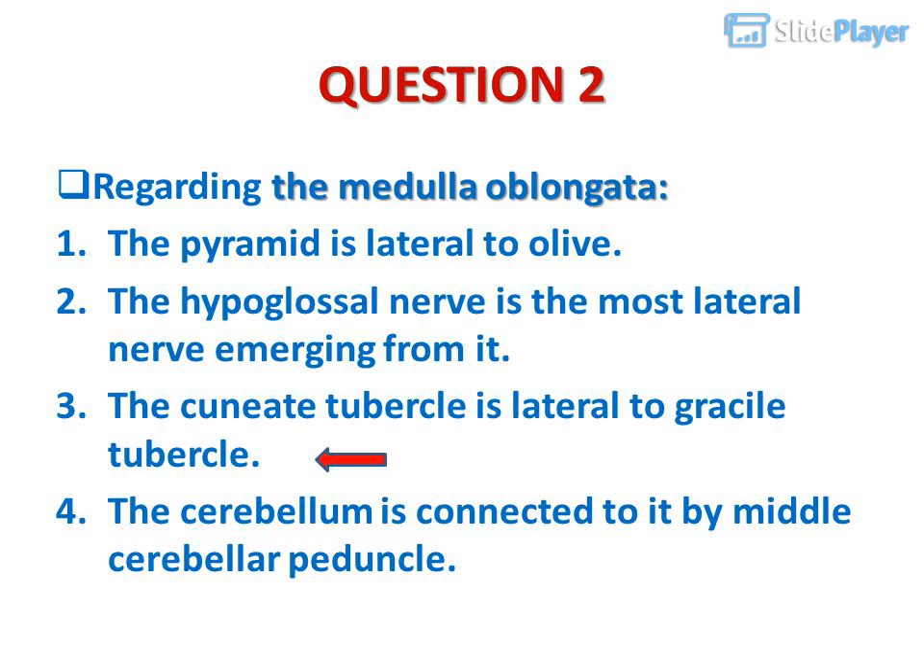Question 2 regarding the medulla oblongata. The pyramid is lateral to olive. The hypoglossal nerve is the most lateral nerve emerging from it. The cuneate tubercle is lateral to gracile tubercle. The cerebellum is connected to it by middle cerebellar peduncle.